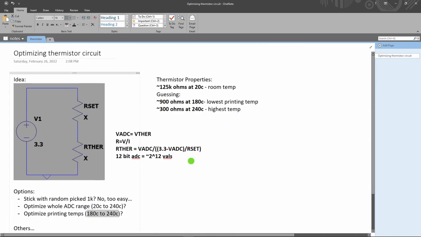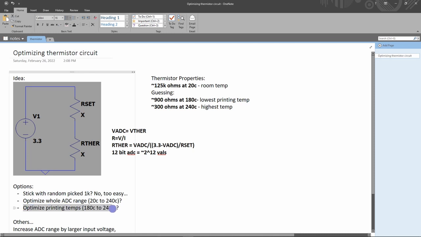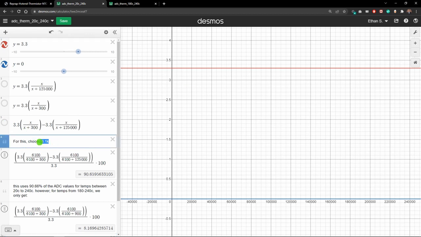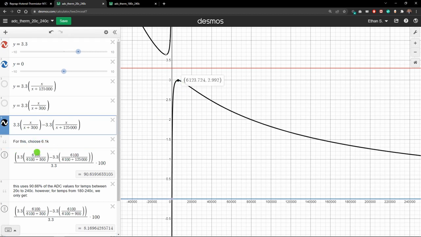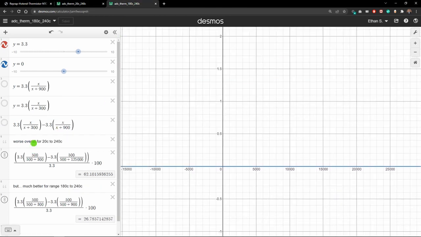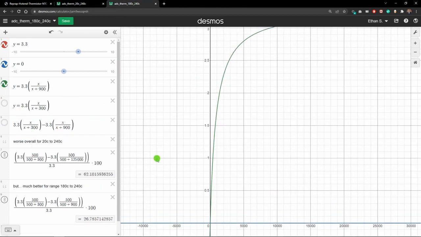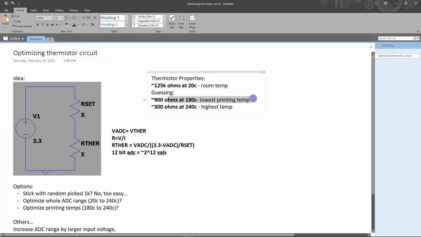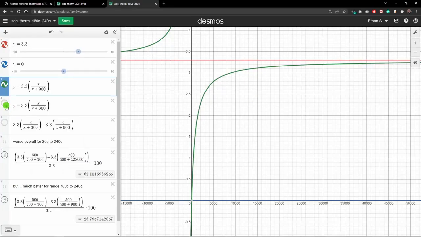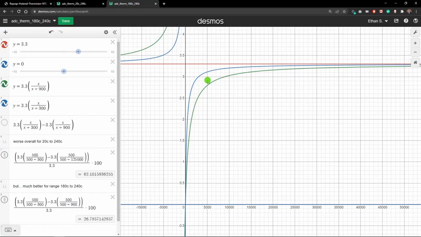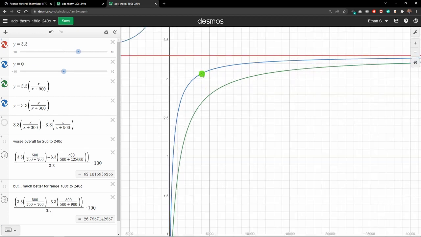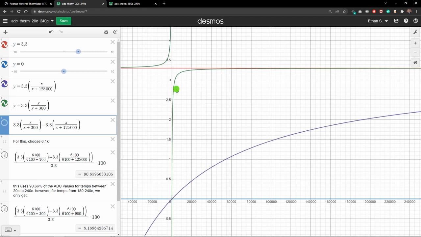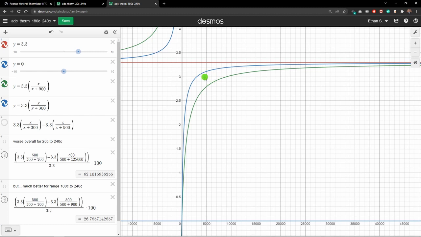So now we can move on to looking at the optimal resistor for the 180C to 240C range. We saw here that 6.1K was the optimal for the other one. We found it using this equation. I'm basically going to do the same thing, just substituting in the different numbers. So you can see here that this is the 900, which corresponds to the lowest printing temperature, and this is the 300, which corresponds to the higher printing temperature. You can note that there's a much smaller range as compared to this one, but that is purely due to the fact that we are having a much smaller temperature range as well.